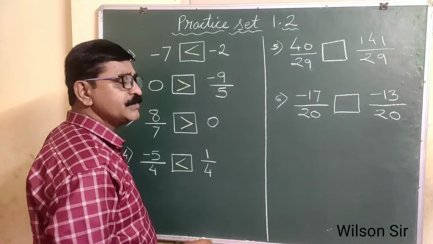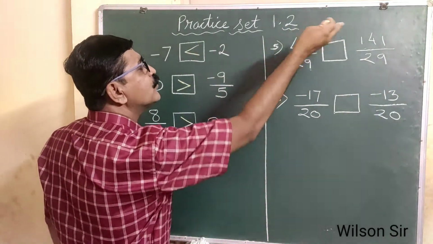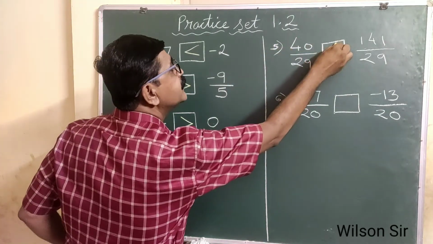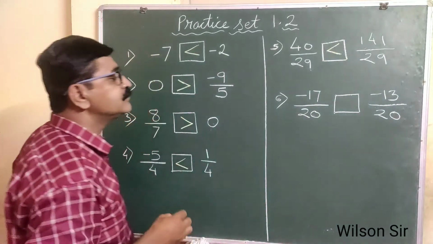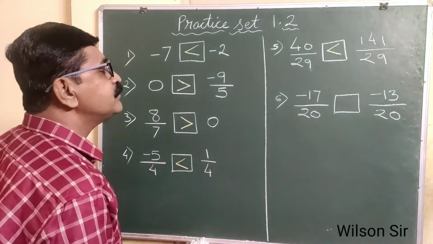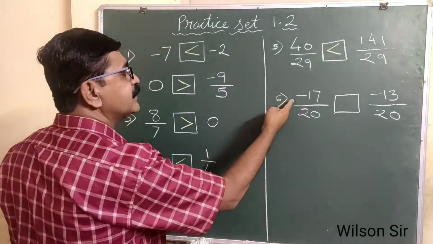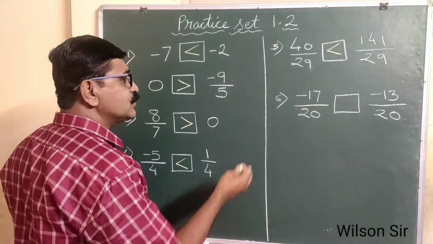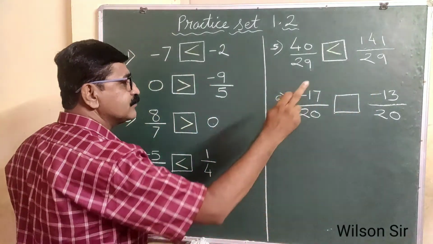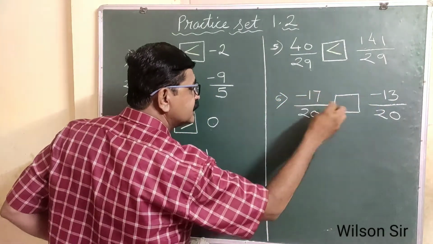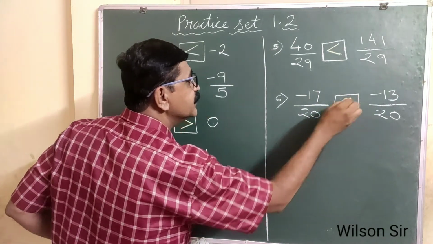Denominators are same. So compare the numerators 40 and 141. So 141 is always greater than 40. So you will put the greater than sign towards the 141. Then the sixth problem, denominators are equal, compare the numerators. So if both the numbers are negative, that means the smaller number is greater than the bigger number. So always the smaller number is greater than the bigger number.